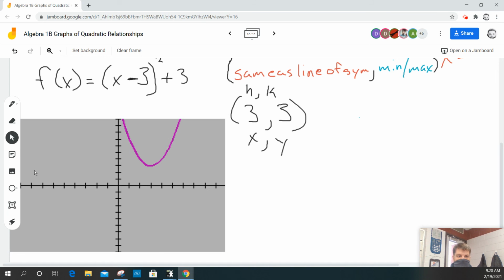And it really does fulfill all the requirements, right? This right here is the point 3, 3. What do we know about that? It's a minimum. It's also known as the vertex. Okay. The line of symmetry occurs right here at x equals 3.